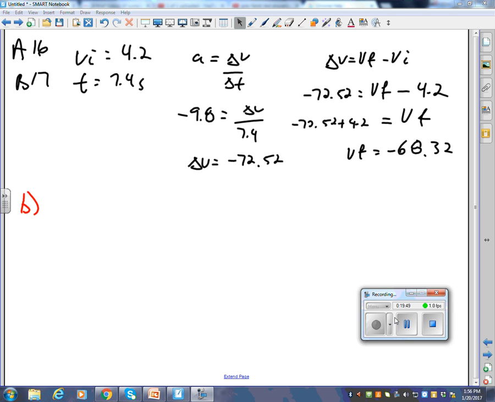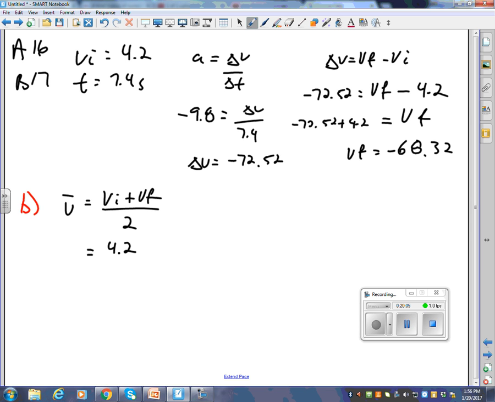You got him? All right, part B. How far has the wallet fallen? Before you can find distance, you need to find average velocity. VI plus VF all over 2. Initial 4.2. Final minus 68.32. Sorry, I guess it really should be plus negative 68.32. And you're going to divide by 2. So you get minus 32.06. That's the average velocity. And then you can plug it into this one.